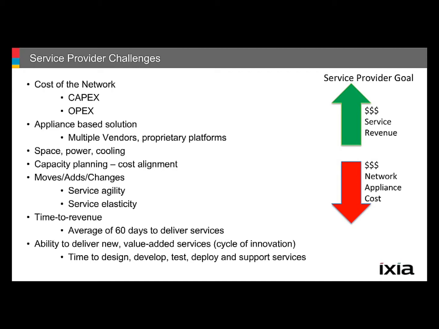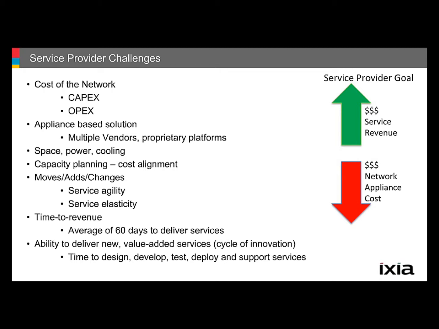So when you look at that, the kind of legacy model we have is a little bit broken. As well as with the network, you're going to have things like moves, adds, changes. You have new sites coming online. You have new employees coming online. You have changes to the service requirements in terms of modifying bandwidth. So these things are happening much more dynamically.